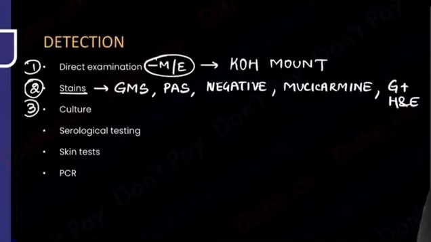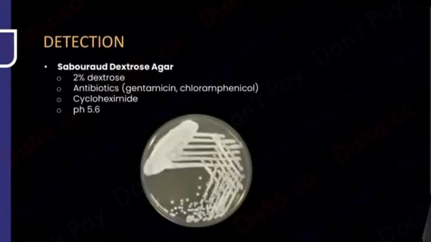Now coming to the third one, and that is a culture, and this is a previous year question, very, very important for all of you. So what is the culture that we use? The very famous Sabouraud's dextrose agar, that is SDA. Sabouraud's dextrose agar, or SDA, let's dissect it, is obviously going to contain dextrose, there's no doubt about it.